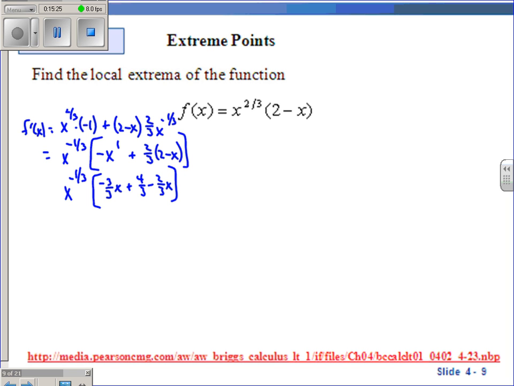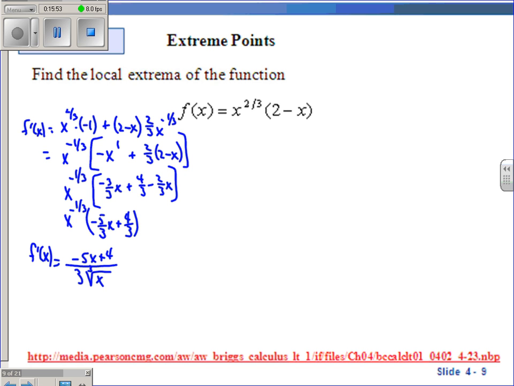Okay, minus 3/3 x and minus 2/3 x will be minus 5/3 x plus 4/3, and I have that times x to the minus 1/3. Now I've got my common denominator of 3 here, so this would be just minus 5x plus 4 over 3 times, and then I have the cubed root of x on the bottom.